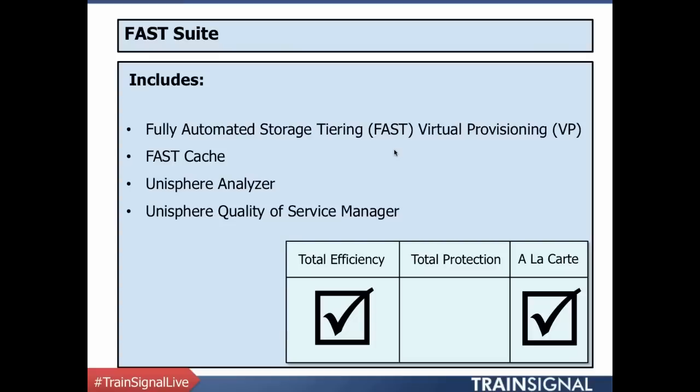Quality of Service Manager is just what you would think it would be. It gives you the ability to apply QoS type services to LUNs within your array itself, and other features within the array as well. The bottom box here, as I mentioned earlier, has these two packs, the total efficiency and total protection pack. The check mark implies that the FAST suite is part of that pack. No check mark implies that it's not. So in this case, the FAST suite is a part of the total efficiency pack, and it is also available a la carte.